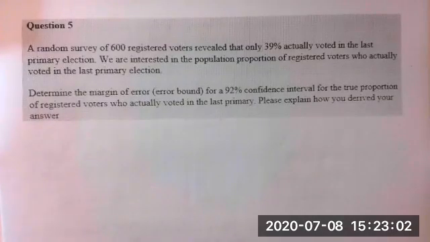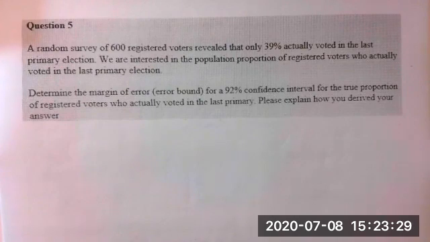Okay, question 5. So we have a random survey of 600 registered voters, and we see that 39% actually voted in the last primary election. So what they're interested in doing is to figure out a population proportion of registered voters who actually voted. So out of that sample, we're trying to make some inferences or some decisions about voting in the entire population.